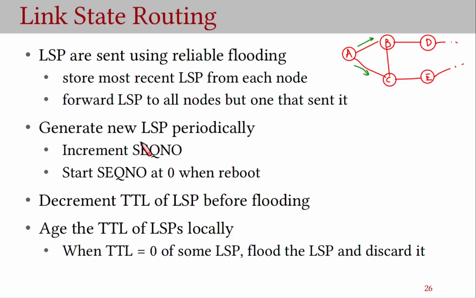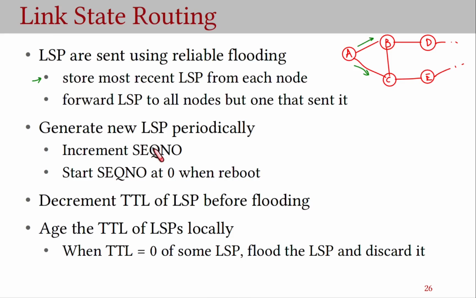And whenever a new LSP is generated, obviously the sequence number is incremented by 1. And when a node reboots for whatever reason, it will start at sequence number 0. Now the TTL field that is present in an LSP is decremented in two ways. First, when an LSP is flooded, a node is going to decrement the TTL before forwarding to its neighbors. And as a node stores the LSP, it also decrements the TTL of the stored LSPs. And so when the TTL becomes 0, the node is going to flood that LSP and discard it.